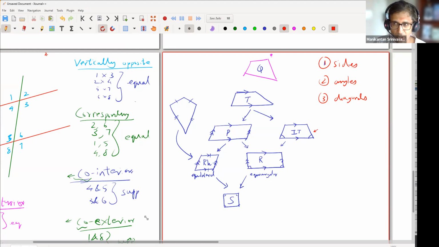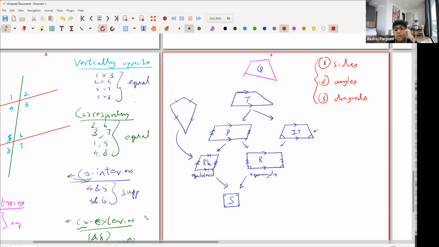As far as an isosceles trapezium is concerned, I'll let you guys answer this. Akshaj, any comments on sides, angles, or diagonals of an isosceles trapezium? Two angles are equal. Yeah, so the base angles are equal. So in fact, two pairs of angles are equal. They will have only two diagonals. Any quadrilateral has only two diagonals. You should tell me something which is special, right? Something that's special.